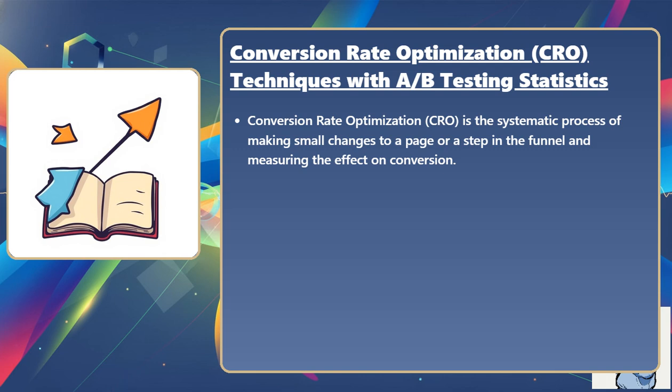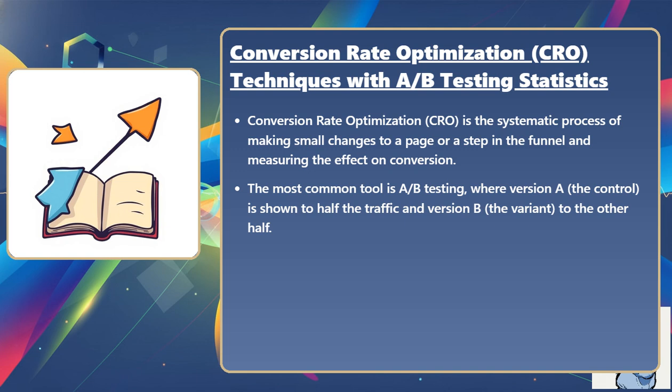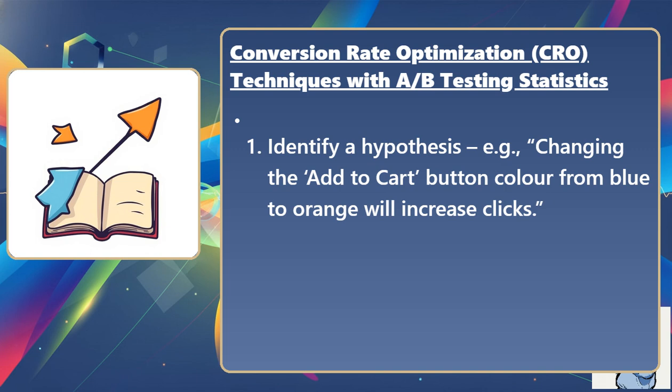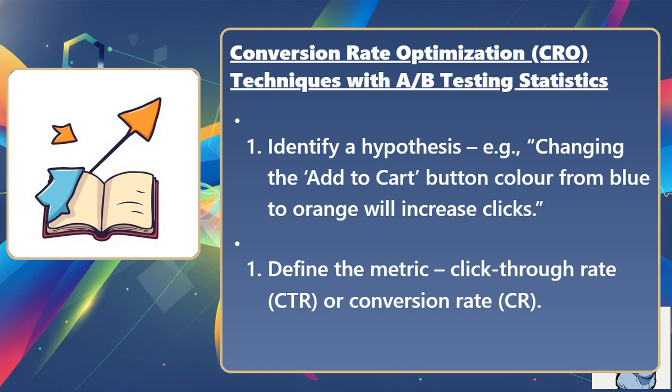Conversion rate optimization, abbreviated CRO, is the systematic process of making small changes to a page or a step in the funnel and measuring the effect on conversion. The most common tool is A/B testing, where version A, the control, is shown to half the traffic and version B, the variant, to the other half. Steps: identify a hypothesis. For example, changing the add to cart button color from blue to orange will increase clicks. Define the metric, click-through rate, abbreviated CTR, or conversion rate, abbreviated CR.